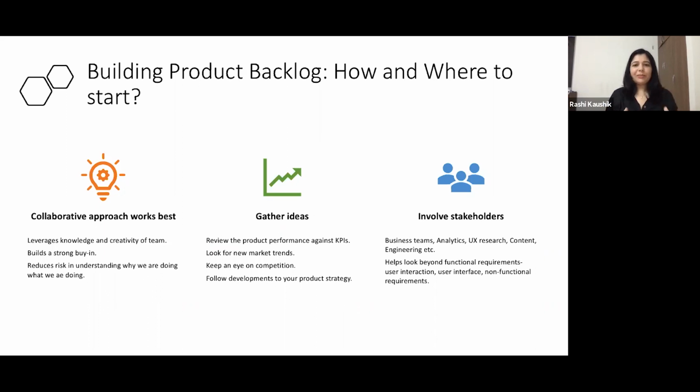Now, while you as a product manager are responsible for creating the backlog, I would strongly suggest you take a collaborative approach and partner with your stakeholders in this. Now, there are numerous benefits of doing this. Firstly, it helps leverage the knowledge and creativity of the entire team. Second thing is, when you involve all your stakeholders, it helps you build a strong buy-in from the team. It will also reduce the risk in understanding why we are doing something and what we are doing.